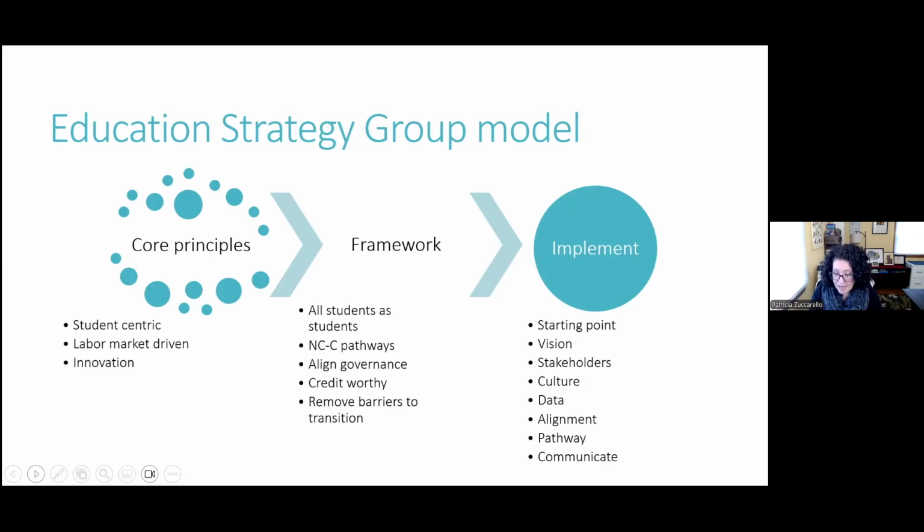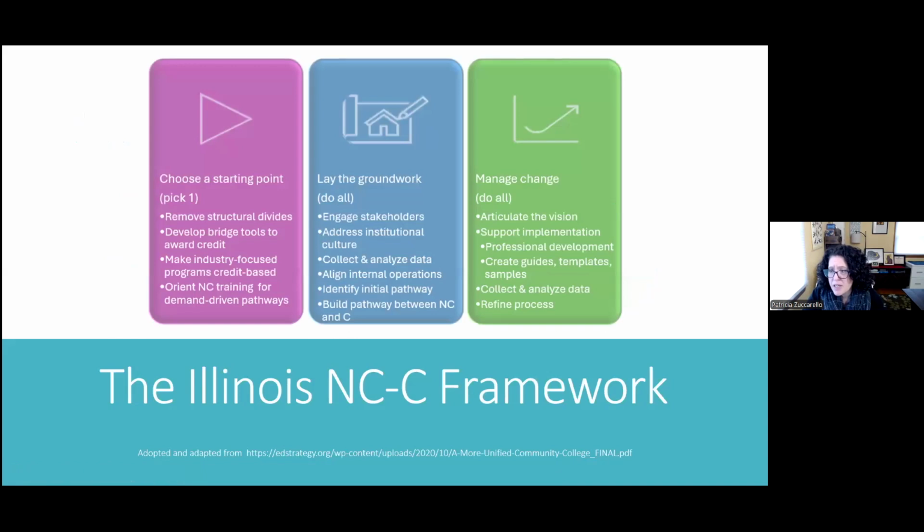And then to implement it, these were the steps folks needed to go through: claiming a starting point, establishing a vision, identifying stakeholders, dealing with the culture of the institution, using data to inform their decisions, which I think is something we talk a lot about. But again, knowing that the data collection in non-credit is a little bit different than on the credit side, there was a bit of work around that. And then aligning curriculum, especially to build the best pathway for students, and then communicating all of that out to all of the stakeholders involved. So that is the ESG model.